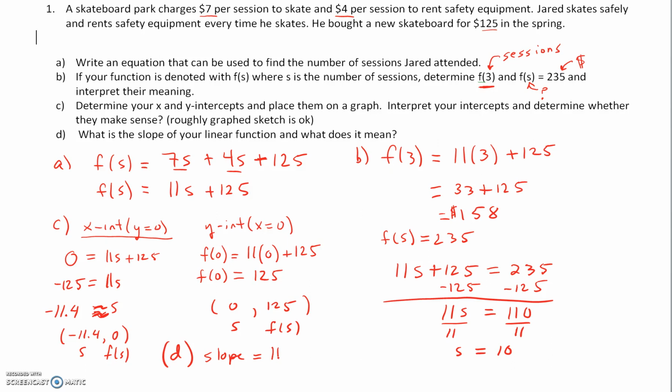And when you're interpreting the slope, you have to take into account both the input and the output. So there's two things we're considering here. We're looking at skate sessions and cost. So if we put this as rise over run, it's $11 per one skate session.